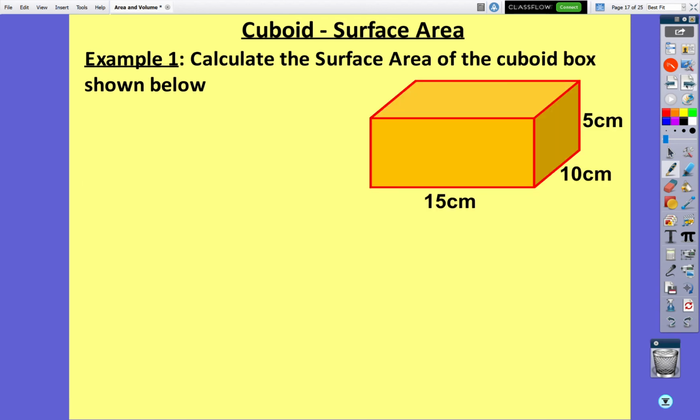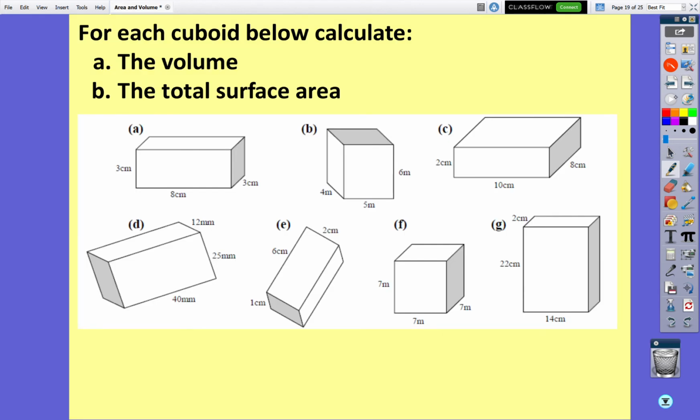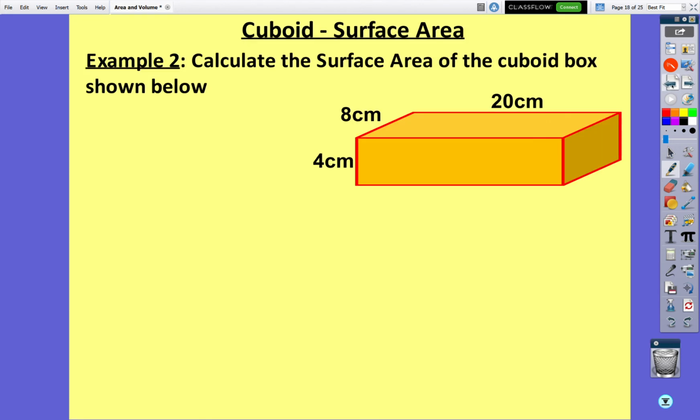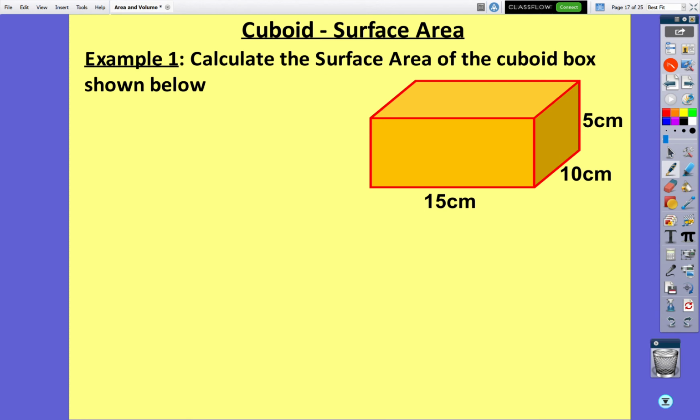I've put in some questions there to do with volume and surface area. Surface area of a cuboid is a wee bit tricky. You just need to remember one thing.